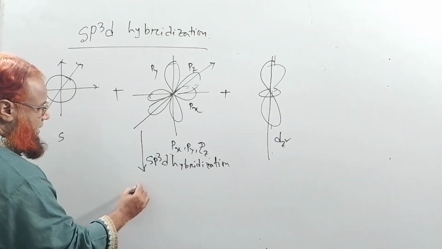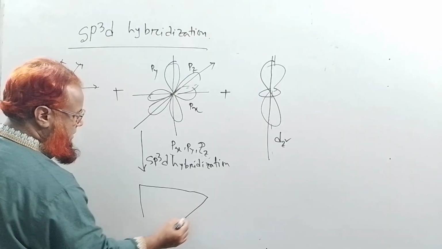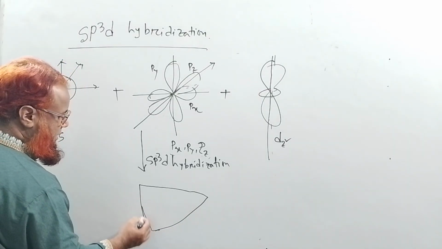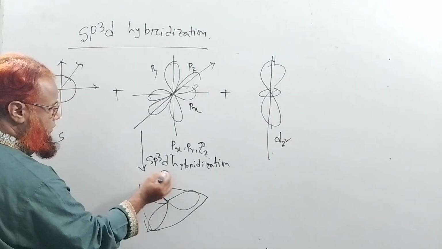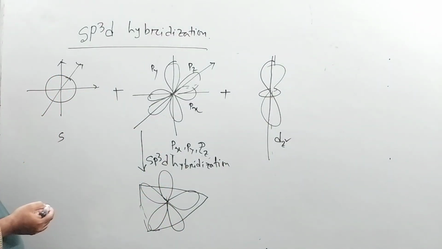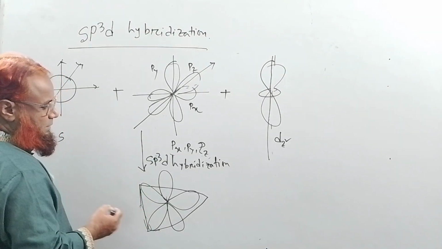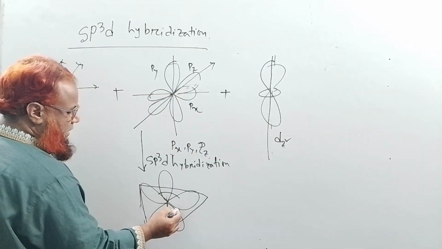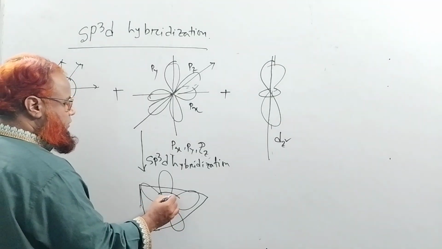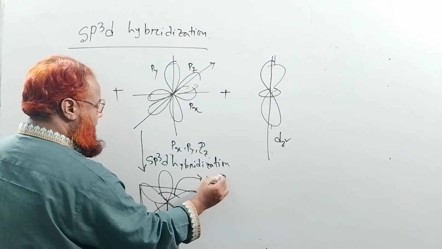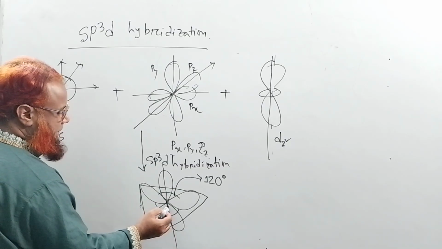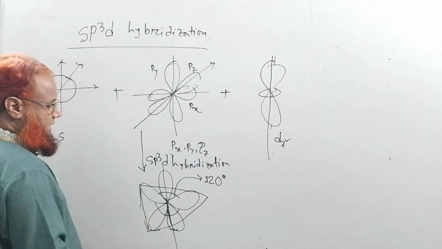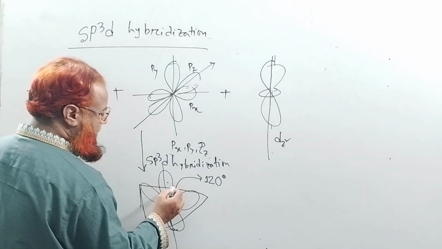How will they be arranged together? Trigonal bipyramidal. 1, 2, 3, 4 and 5. Trigonal bipyramidal. Look here, my dear student, and here the bond angle will be what? These 3 trigonal orbitals will be arranged together to make the bond angle 120 degree, and the rest, the 2 orbitals which are present perpendicularly, will make 90 degree. So their bond angle will be 90 degree.